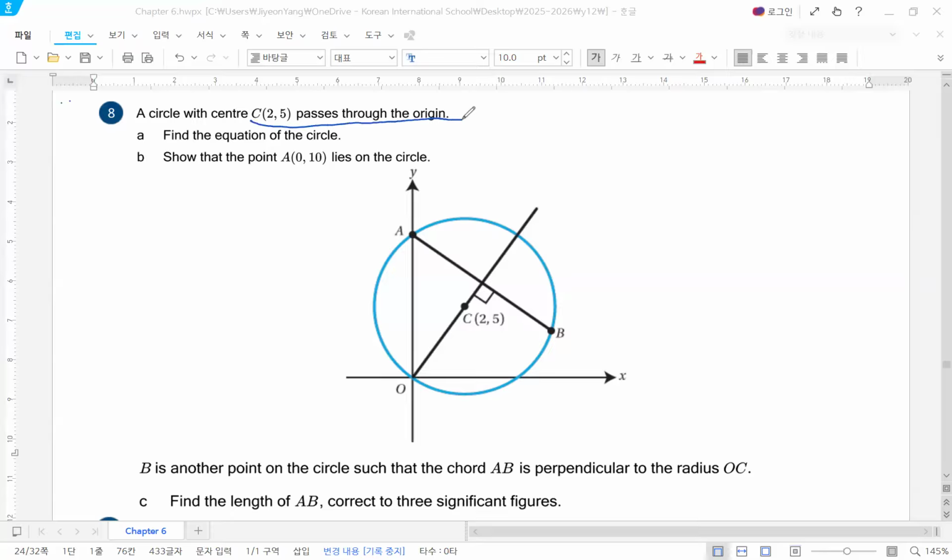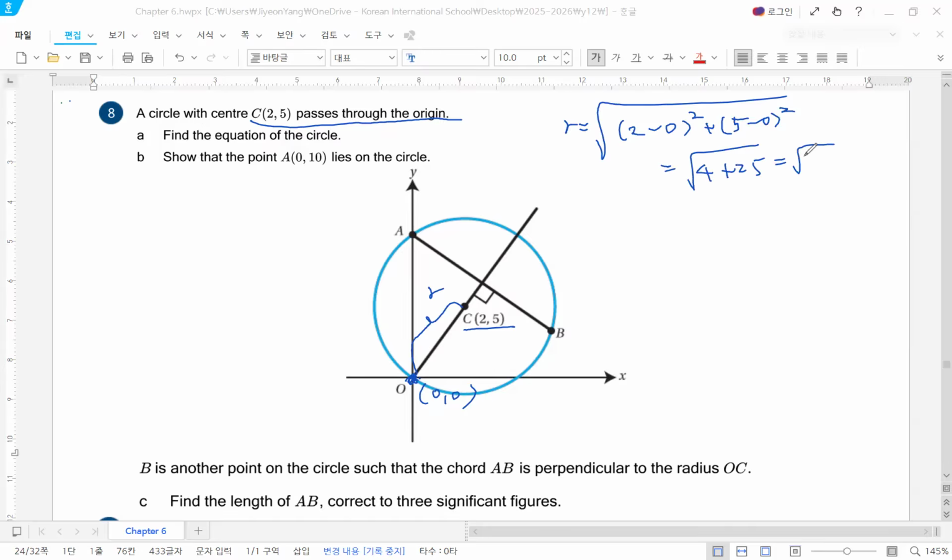Passes through the origin. Okay, guys, they are pretty nice about this question because the diagram is below. So this is the center, this is the origin. Can you find the length of the radius from here? The distance between the origin and the center is going to be the radius. So let's find the radius here. R equals the distance: 2 minus 0 squared plus 5 minus 0 squared, which is square root of 4 plus 25, square root 29. Very good.